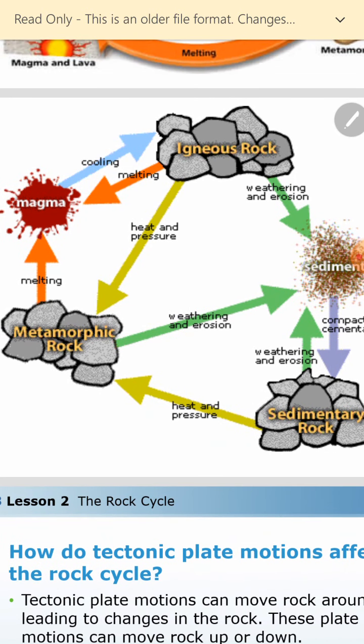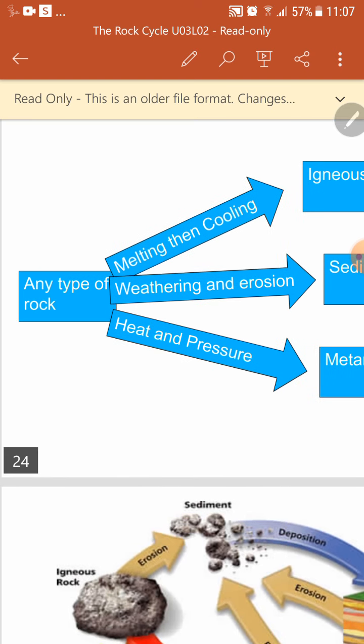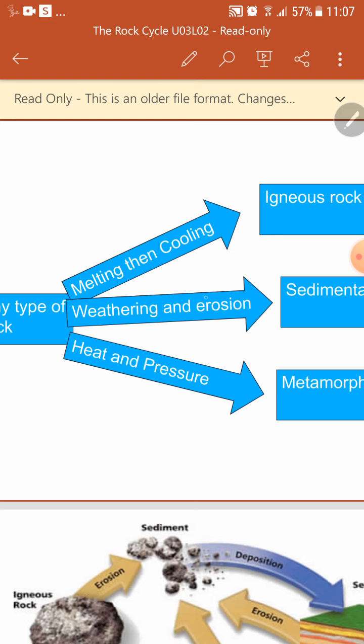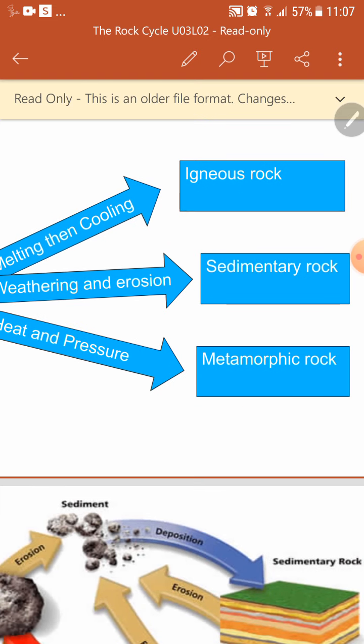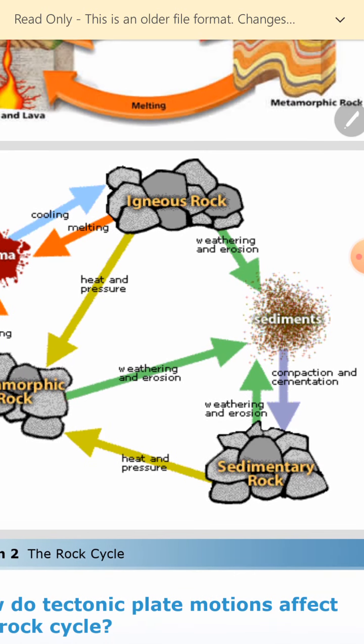Here also sedimentary, to the right, sedimentary, then metamorphic, then igneous. You can see how all of them connect. I just want you to memorize the principle. Melting and cooling, igneous. Weathering and erosion, sedimentary. Heat and pressure, metamorphic. That's it.